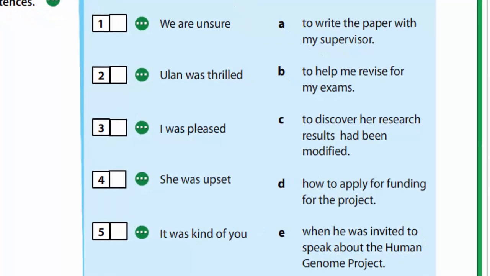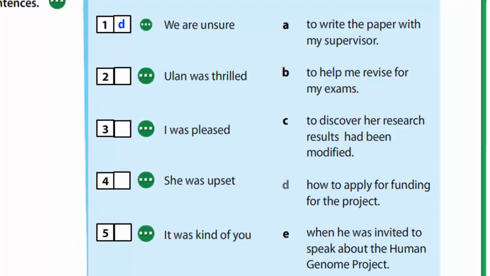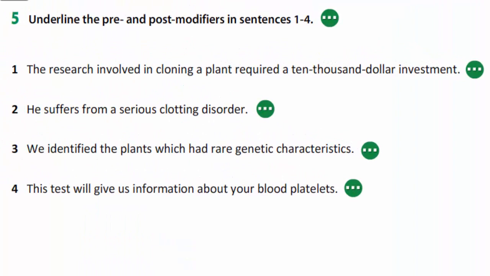For example, we are unsure how to apply for funding for the project. Complete the other sentences yourselves. Exercise 5. You are to underline the pre- and post-modifiers in sentences.